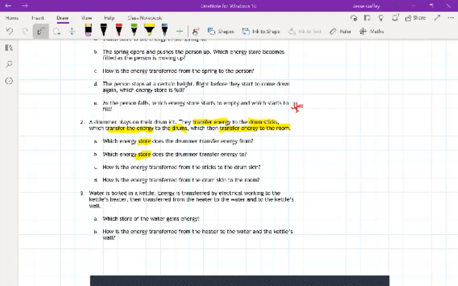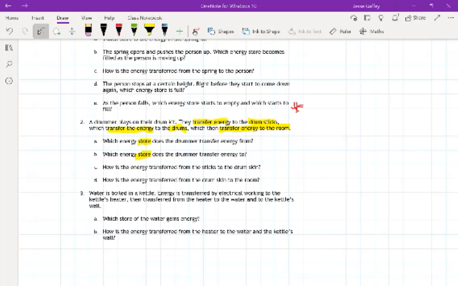So as the drummer swings the stick down to hit the drum, I suppose it's going to be the kinetic store of the drumstick that is going to have filled up. So they've gone from the chemical store in the muscles to the kinetic store of the drumstick.